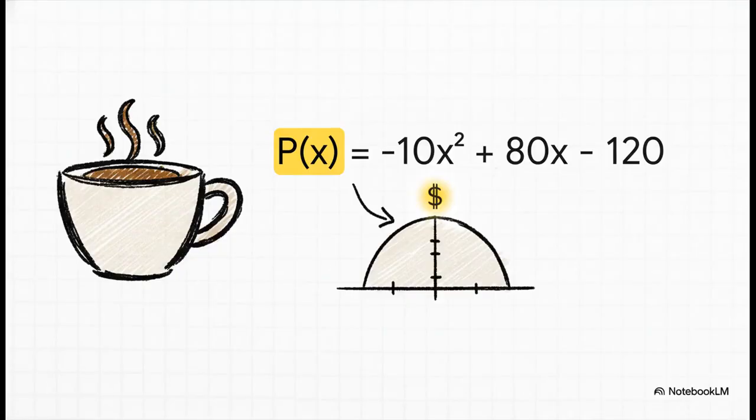Okay, class, put on your manager hats. We're running a new coffee shop, and our analysts have given us this function to model our daily profit, P of x, based on the price x we set for a latte. The function is P of x equals negative 10x squared plus 80x minus 120. Now, the very first thing I do as a manager looking at this model is identify my coefficients. So a is negative 10, b is 80, and c is negative 120.